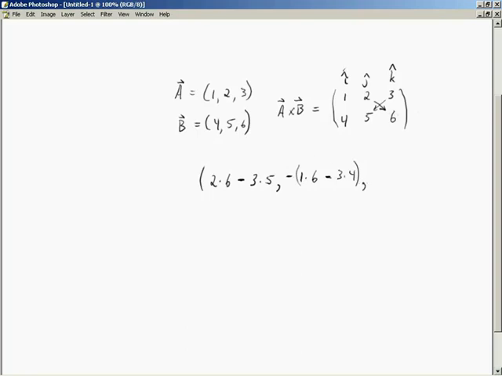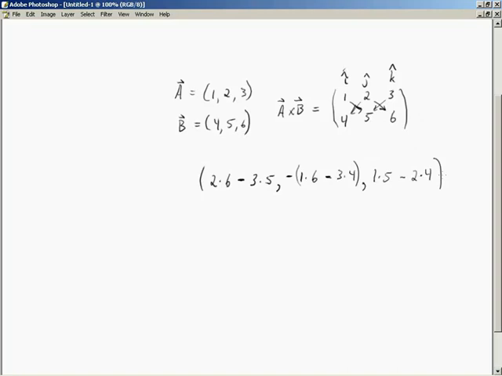Now we're going to disregard the k component. So disregard this guy entirely. Again, we're cross multiplying, so it's going to be 1 times 5 minus 2 times 4. It's so simple.